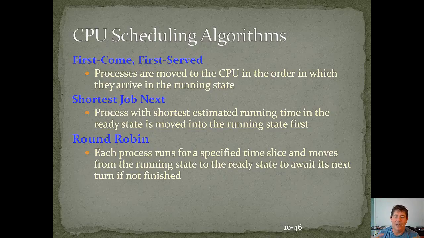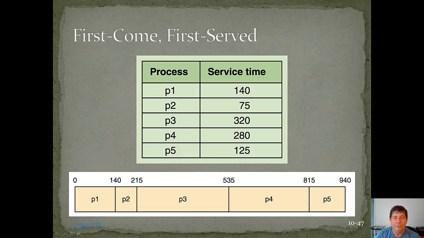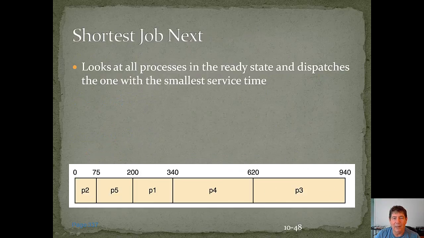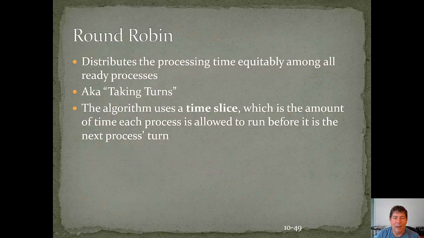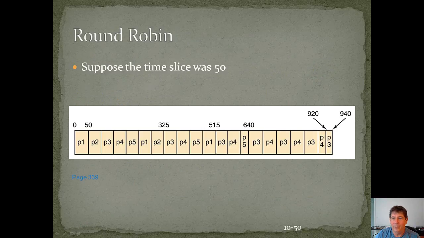Okay, so these all sound pretty simple and straightforward. However, in Windows now, it's a combination of all three, and it actually really is a very smart algorithm. So first come, first served might look like this. Shortest job next might look like this. And a round robin, well, it's just going to be taking turns. So here's an example of a round robin scheme.